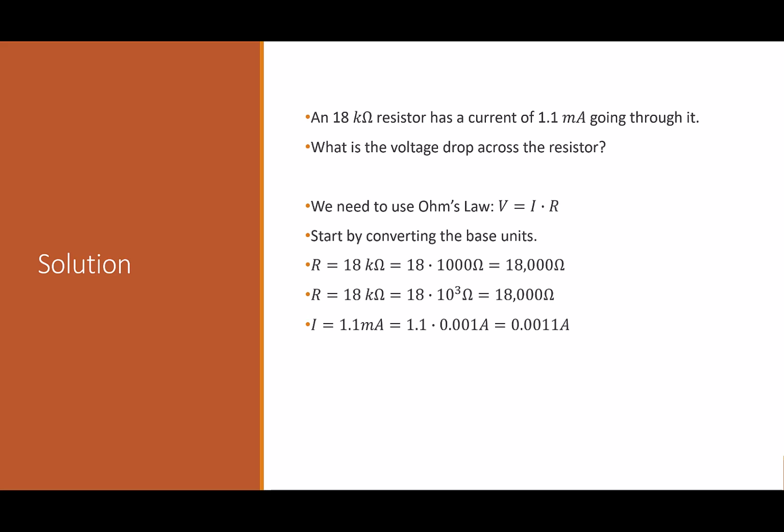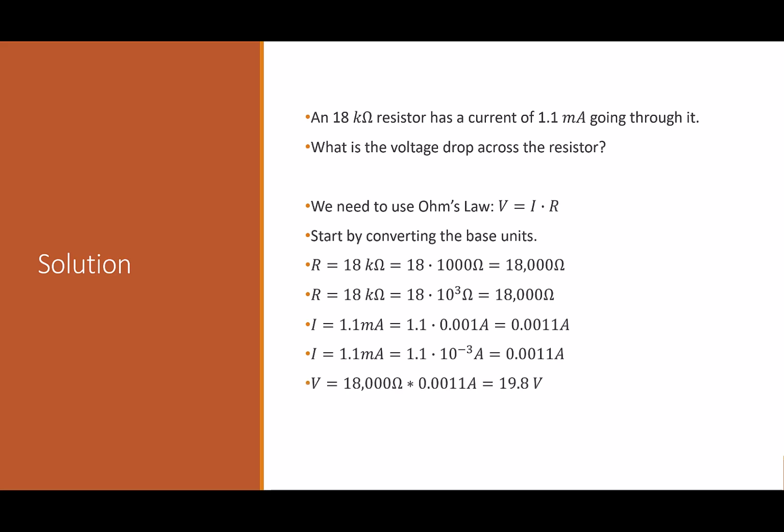Then we have I equals 1.1 milliamps. Milli is a prefix for 1 over 1,000. We can write that as 0.001. 0.001 is the same as writing 10 to the negative 3. It's up to you which way you want to write it, but I want to show you both in this example. Now we're ready to find V.